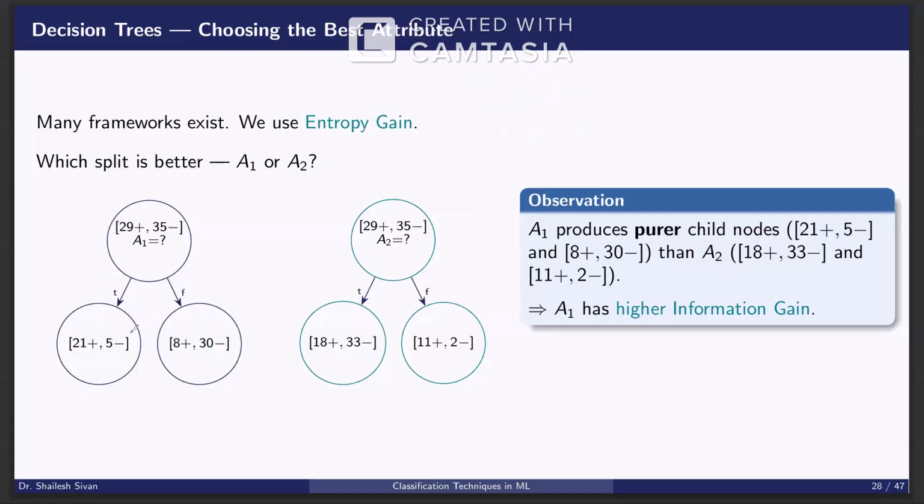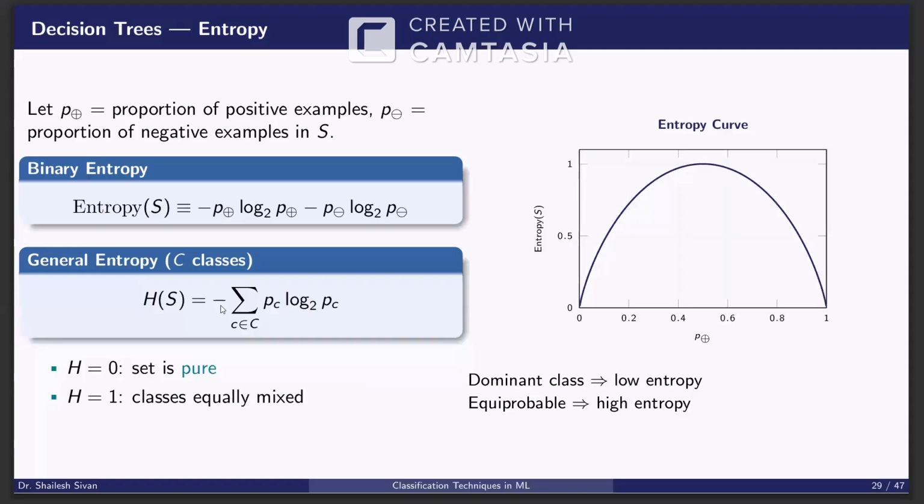Entropy, right? So that is the core idea of the decision tree. We will consider the entropy as a measure. Entropy 0 means the set is pure, and entropy 1 means the classes are equally mixed, right? So a dominant class gives low entropy, and equiprobable classes give high entropy.